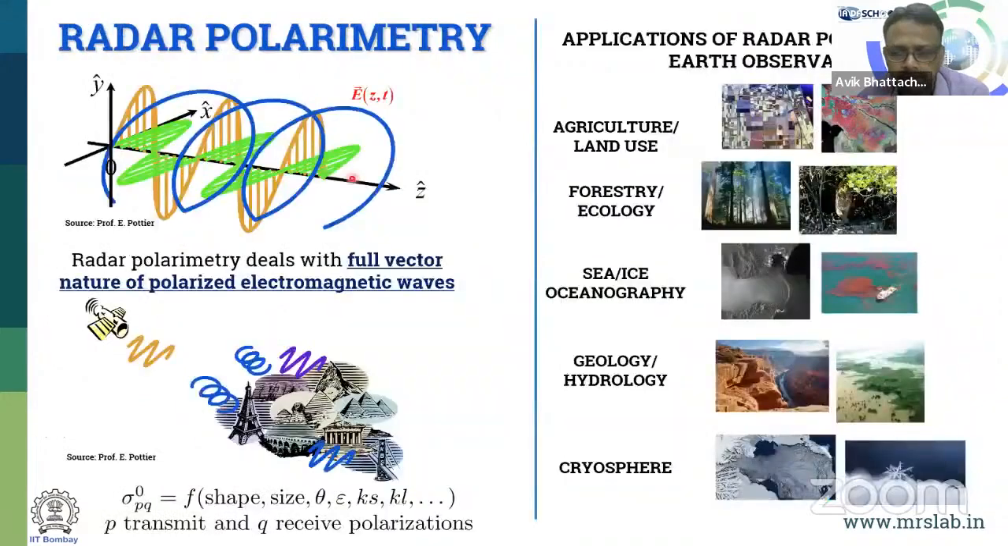But here, as I mentioned, we'll be only talking about radar polarimetry. It deals, of course, with the full vector nature of the polarized wave, so the full polarized electromagnetic wave. We see that the sigma naught, where you have a P transmit and a Q polarization receive, as I have seen before, is a complex function of many types of information which are there for the target. I have just mentioned a couple of them here, but it has been used for many different applications, from agriculture, land use, forestry, geological application, cryosphere, and so on.